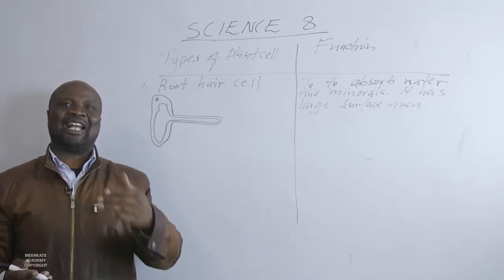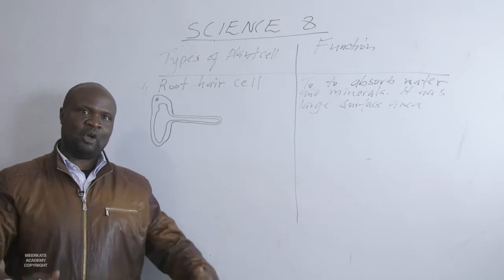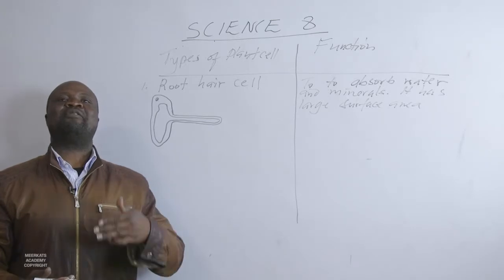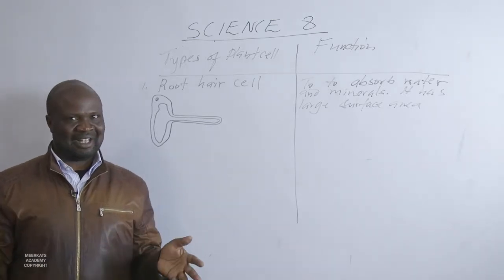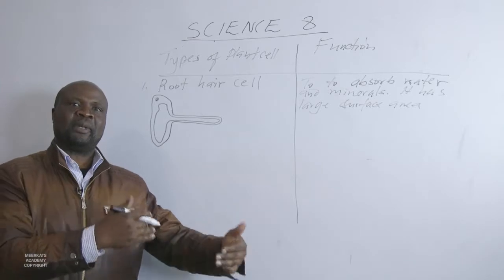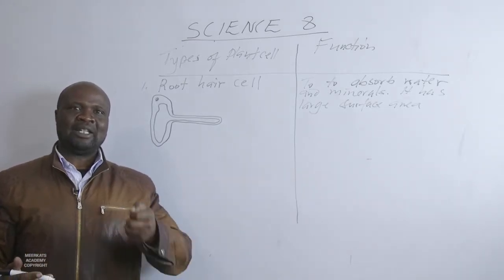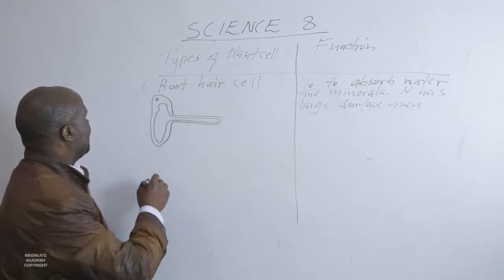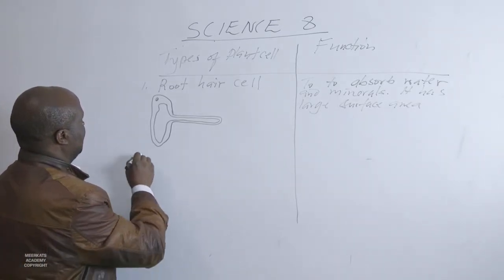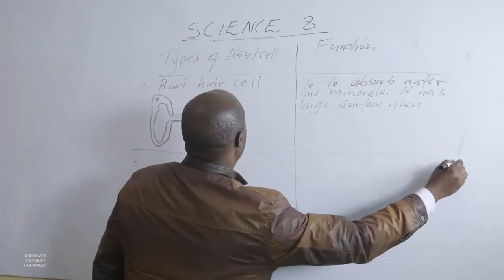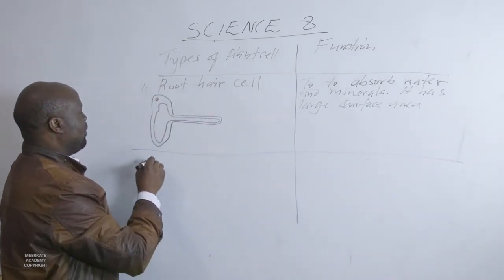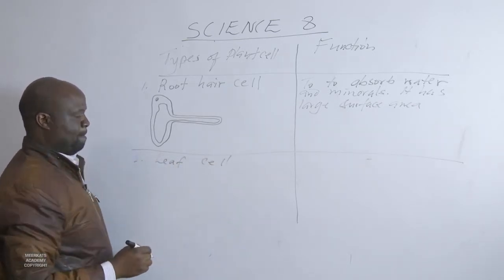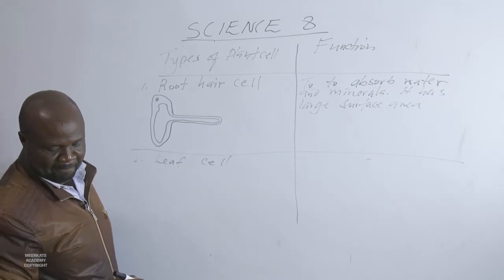We know we have xylem cells that are responsible for transporting water within the stem of a plant. We have the palisade cells. These are examples, but it's better if we have a picture so that when you talk of a palisade cell or xylem cell, we see its structure and how it looks like. We can have a second example, a leaf cell.